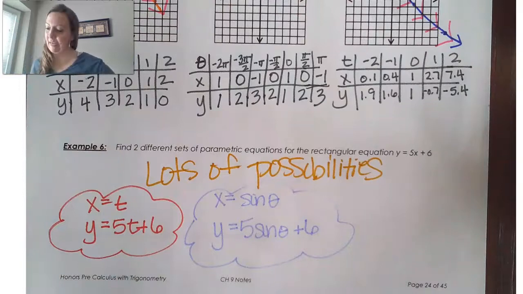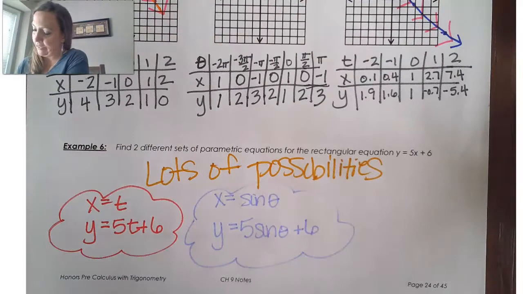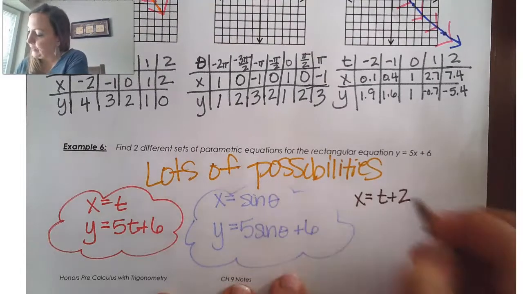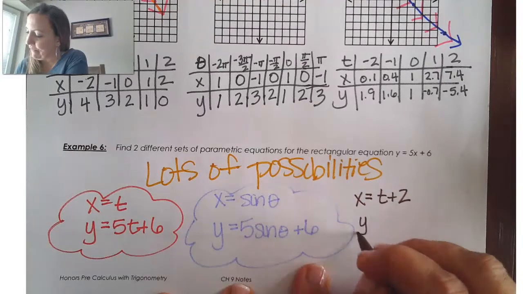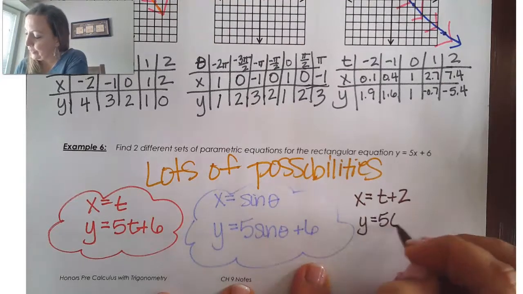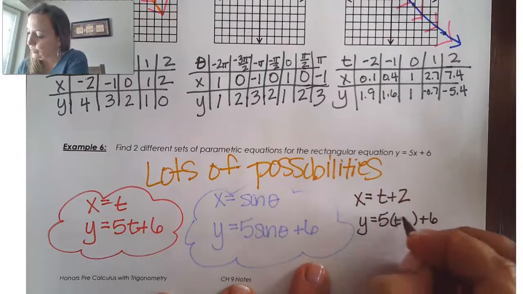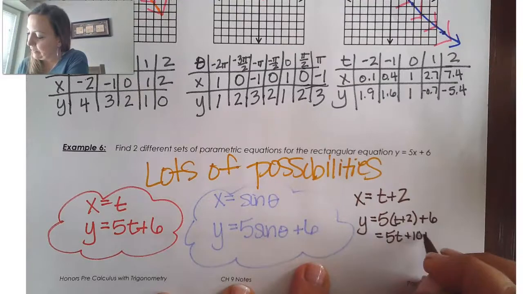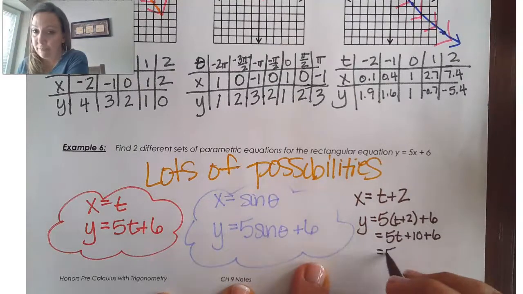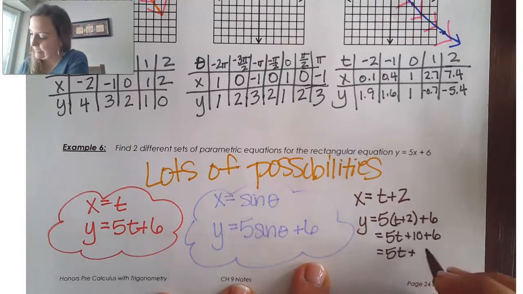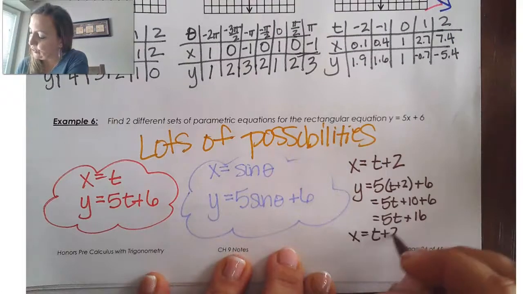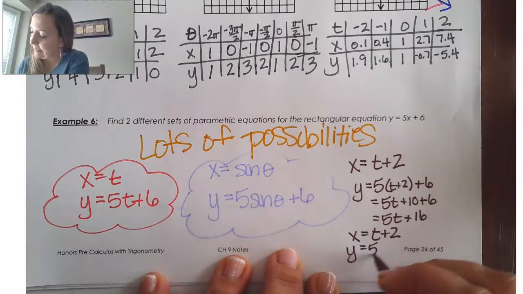Something else, if you want to have a little more fun with it, you could do something like, all right, let's do x equals t plus 2. So then again, y equals 5x plus 6. Your x was t plus 2. So then you could distribute and you would find that that would be 5t plus 16. So then your set of equations would be that x is t plus 2, y is 5t plus 16.